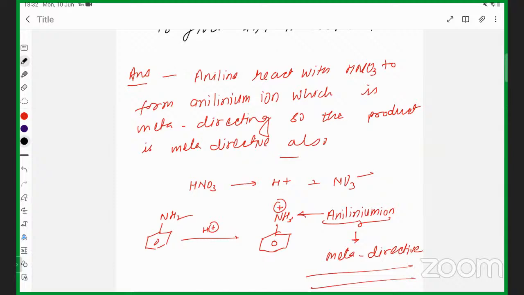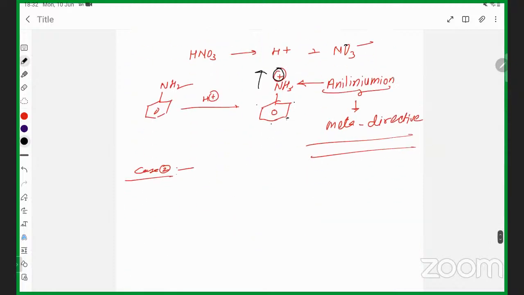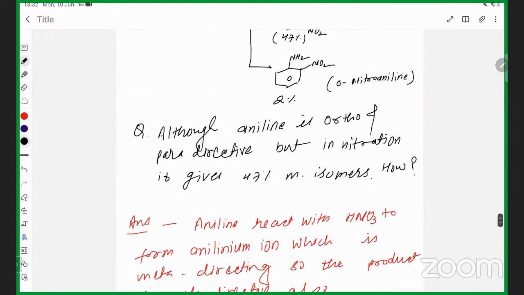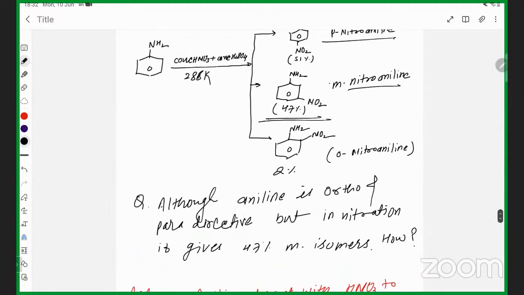Plus and 3 minus. Done. See, if any positive charge is there, it will withdraw the electron. If it is withdrawing the electron, it means the ortho and para positions are withdrawn, so it will give the meta isomer. So we can write that the percentage of the meta isomer is 47%.